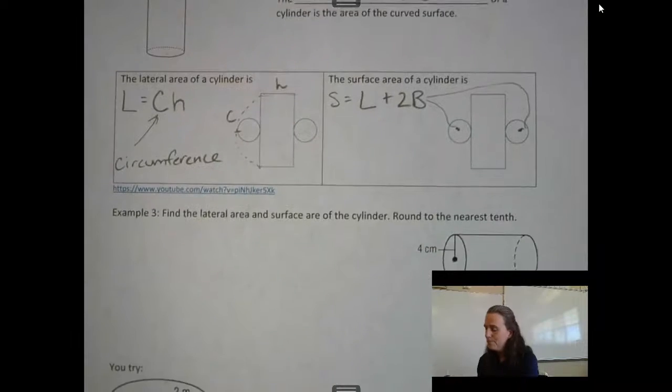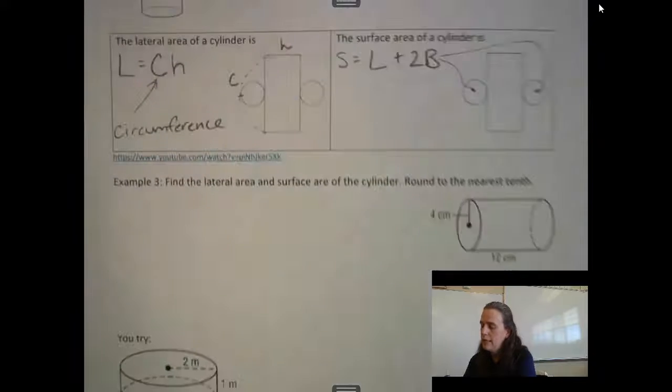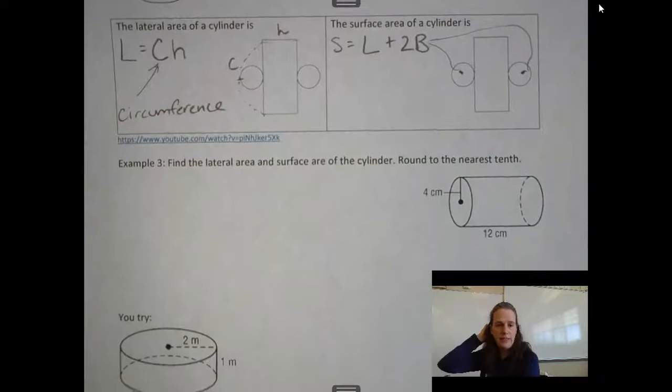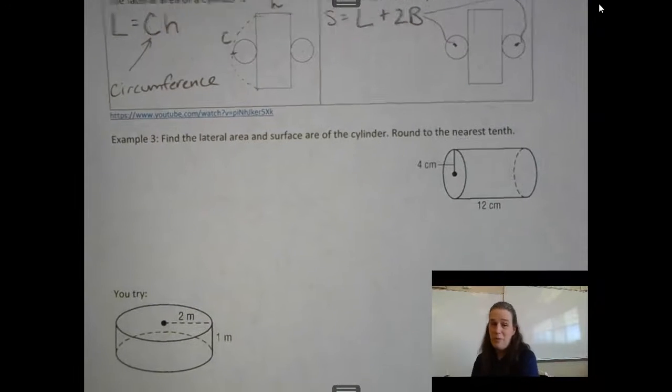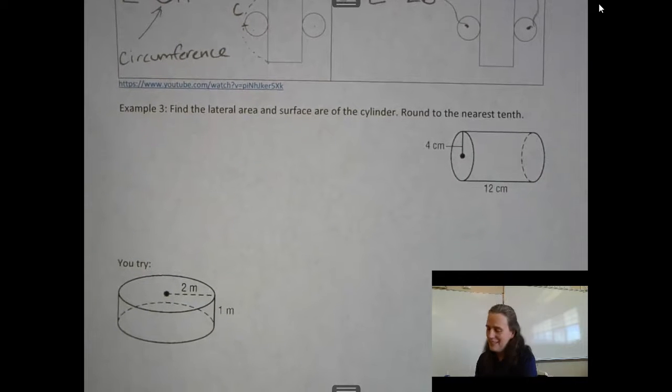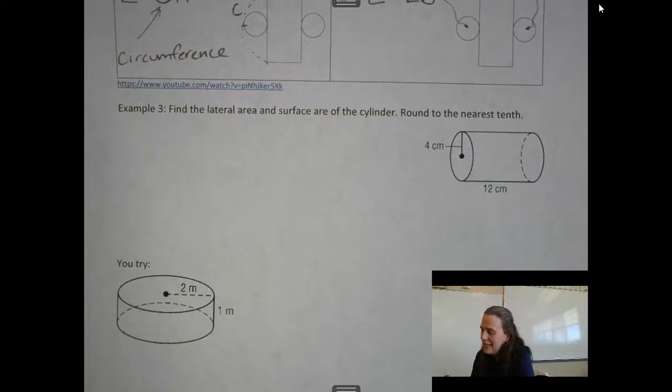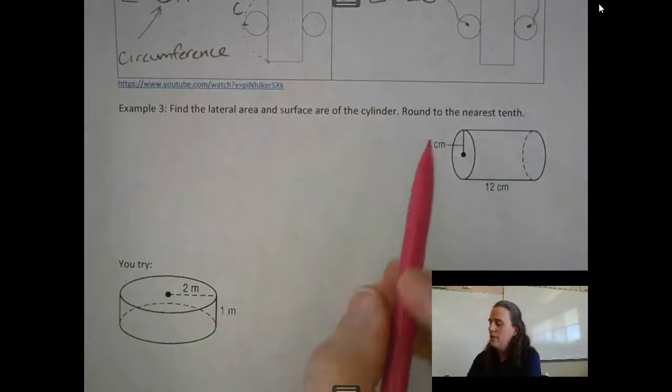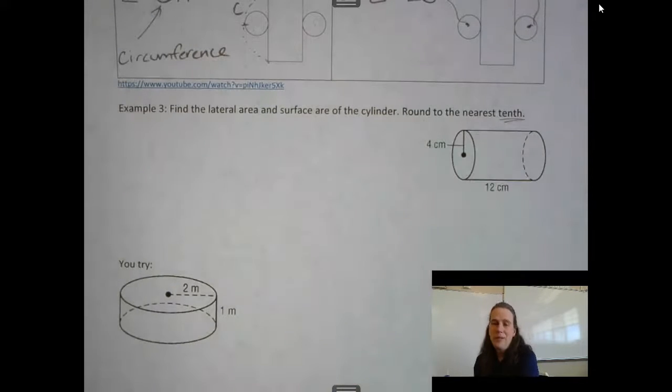Let's try this out. I did put a link to some videos here if you need more examples or just want to hear someone else talk about it. Sometimes that helps. Find the lateral area and surface area of the cylinder, round to the nearest tenth. We're going to be using pi, so we will be rounding.